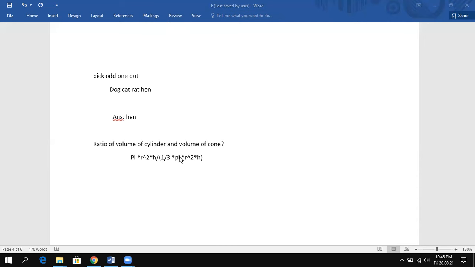If we cancel these pi, r square and h, what would be left out? 1 divided by 1 by 3, right? So what could be the answer? 3 by 1, or else 3:1. That's it, right?